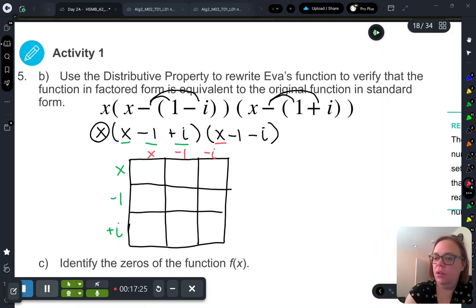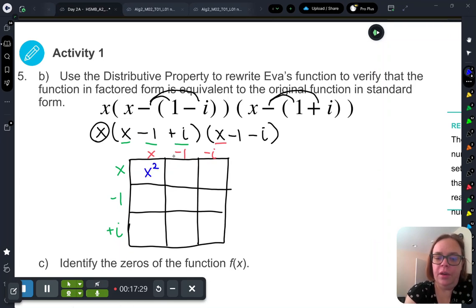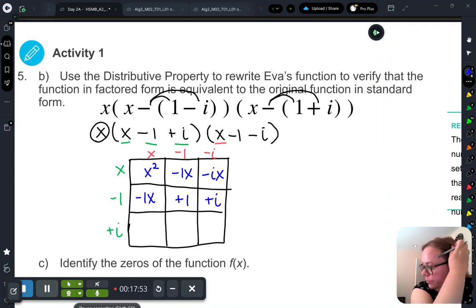Okay, now I'm going to multiply everything in. So x times x is x squared. Negative 1 times x is negative 1x. Negative i times x is negative i times x. And then I'm going to do the next row. x times negative 1 is negative 1x. Negative 1 times negative 1 is positive 1. Negative 1 times negative i is positive i. The negatives will cancel. Okay, now the last row.